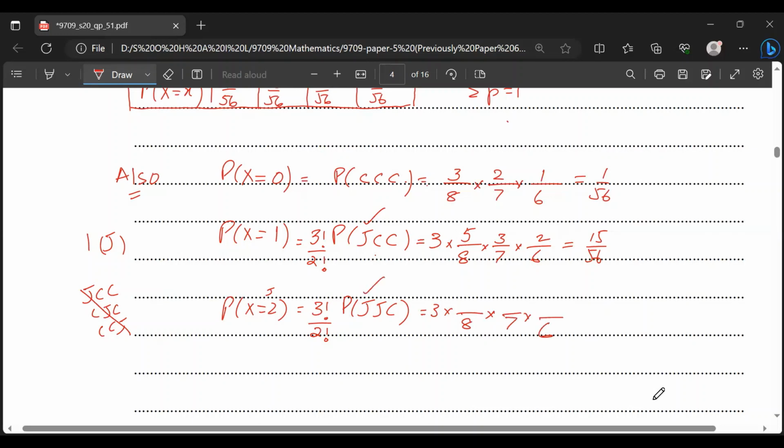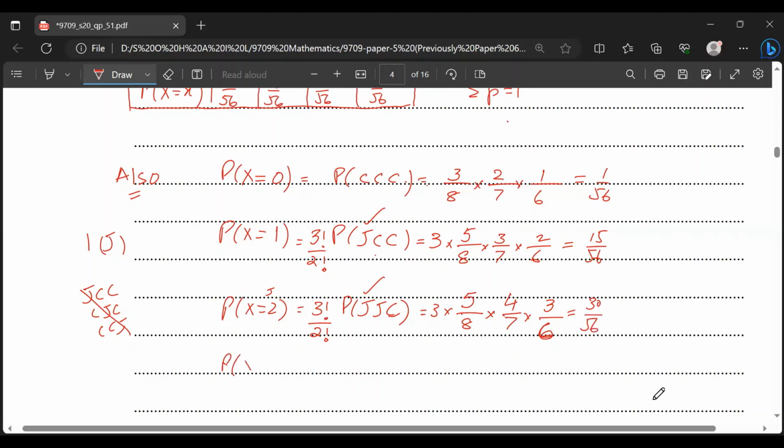So first jelly, there were 5. The probability of jelly for the second time is 4, 1 less. And the probability of chocolate is 3. So the answer is coming as, if you simplify, you may verify this is 30 over 56.